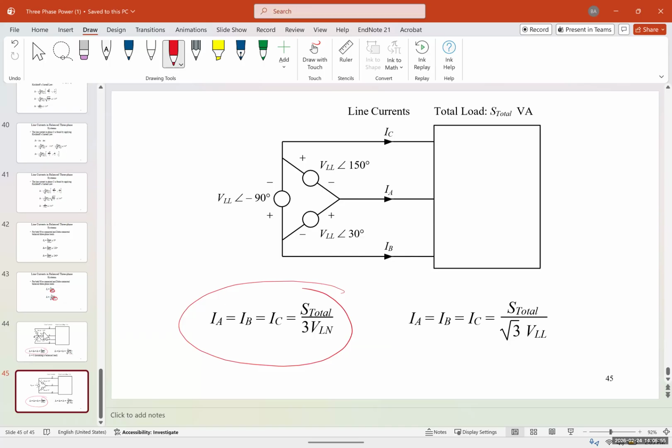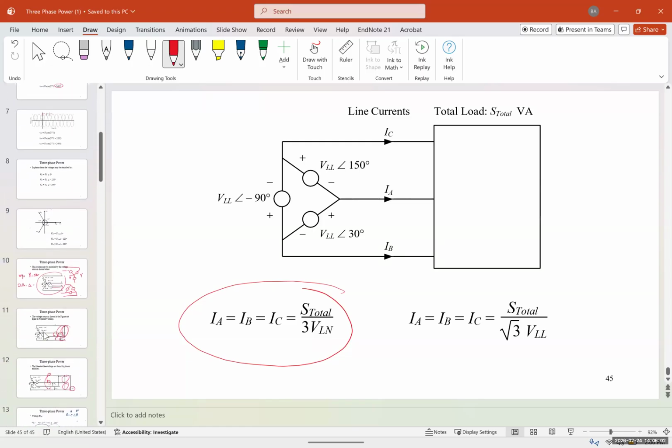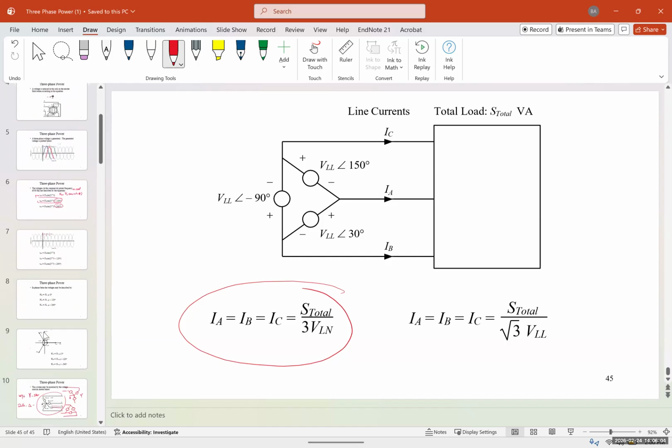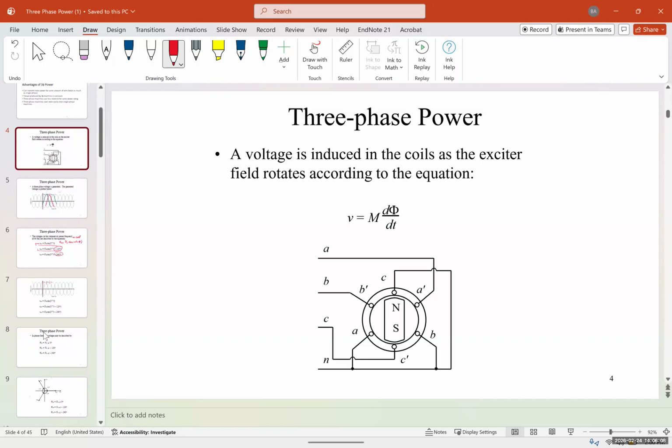Now, just a quick question. I want you to think on something before we move forward. I mentioned about three-phase motors and left turn and right turn. Do you know how we go from a left turn motor to a right turn motor?